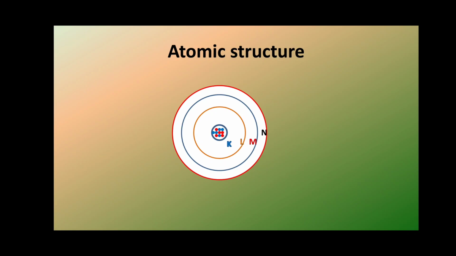Now I am talking about the extranuclear part of the atom. The extranuclear part in atomic structure includes the electrons which revolve around the nucleus, and there is empty space between the nucleus and the electrons. So now I am going to talk about the electrons.